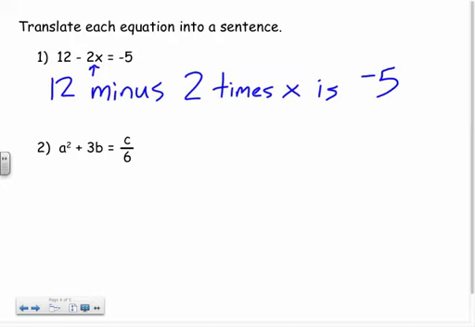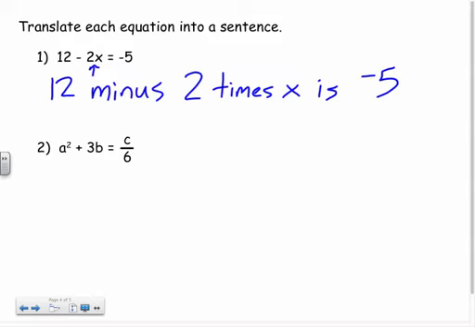And just be careful, because there's a lot of ways to write this. I could have said the difference of 12 and 2 times x. I could have said 12 minus the product of 2 and x. I mean, there's so many ways you could say these things. But just try to keep it as basic as you can. You don't have to be too fancy.